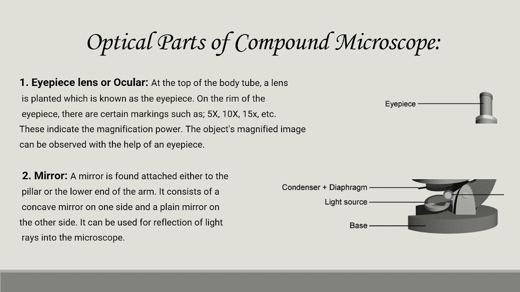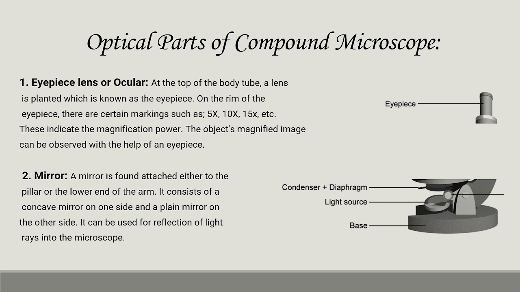So, there are magnifications of the eyepiece lens. This indicates the magnification power. The magnified image of the object can be observed with the help of an eyepiece. The eyepiece has its own magnification power, which is like 5x, 10x and 15x.